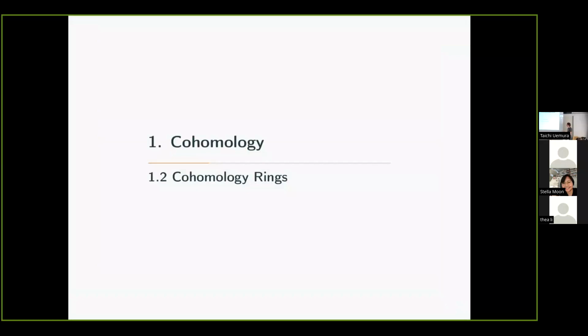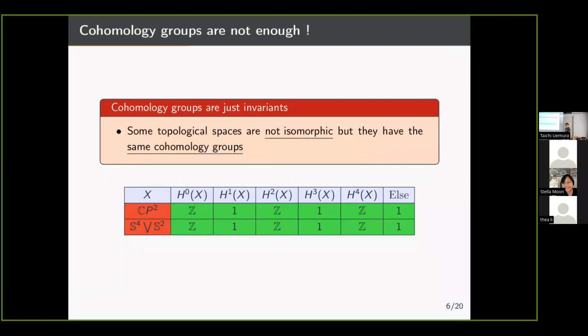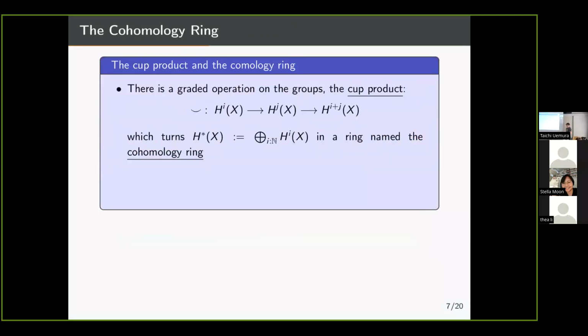So, what is the point of cohomology rings if we can do so much stuff with cohomology groups? Well, there are some spaces that have the same cohomology groups, but are still different. And this is because cohomology groups are just invariants. Thankfully, cohomology groups, when you consider them all together, have more structure. They have a graded operation from Hi to Hj to H of i plus j that enables you to turn the direct sum of all the cohomology groups into a ring, which is named the cohomology ring.